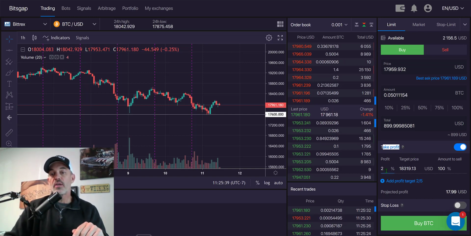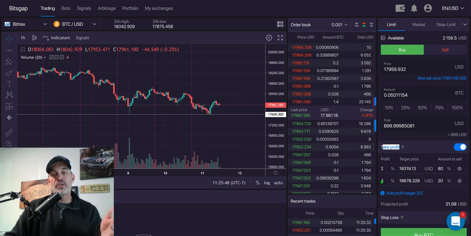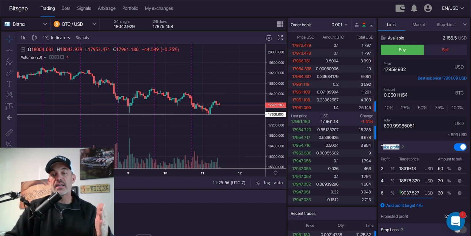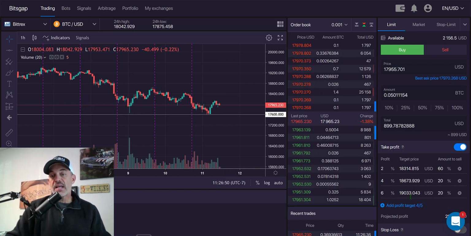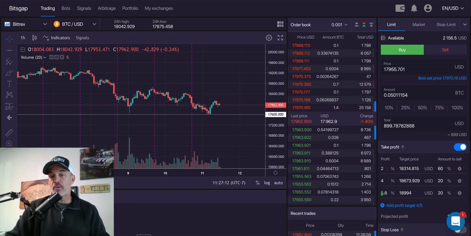So the first target is going to be 2%, as we discussed. The button down here below, add profit target number 2, is going to be at 4%. And then profit number 3 is at 6%, which is right around, like I said, $19,000. And since I actually think 19,000 is going to be our next point of resistance, I can actually adjust this to say 18,994. And you'll see that brings my percentage down just slightly on what I'm shooting for.